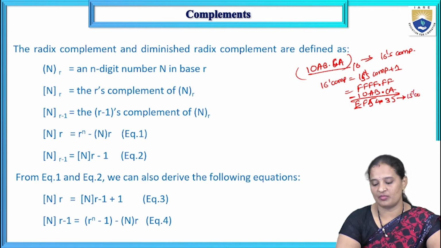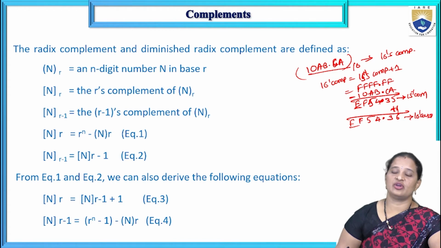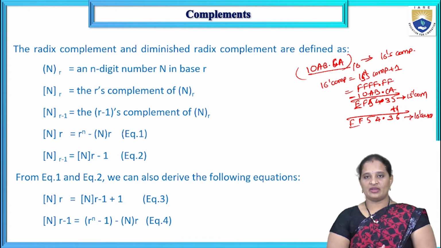Right, now add 1 to the LSB. If you are taking the LSB after the point, whatever the least significant digit we have, to that we have to add 1. To 5 we need to add 1, so 3.45F6. This is the 16's complement. Okay, like that you can find any complement here.